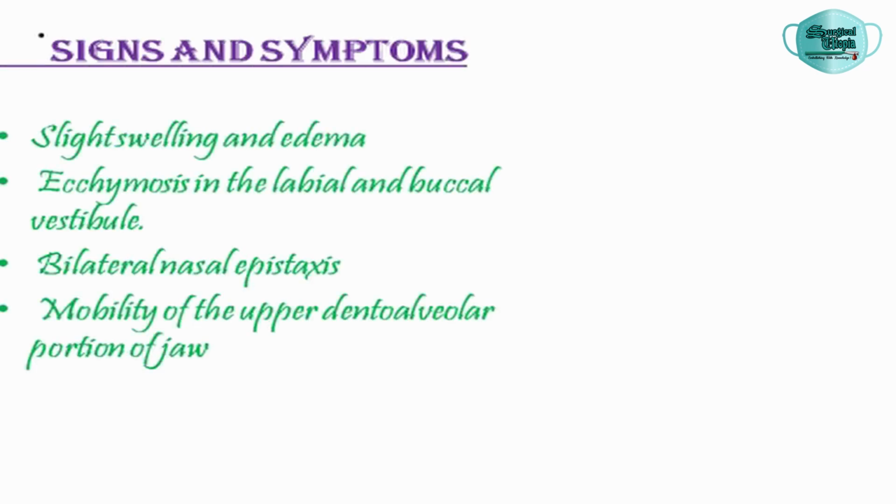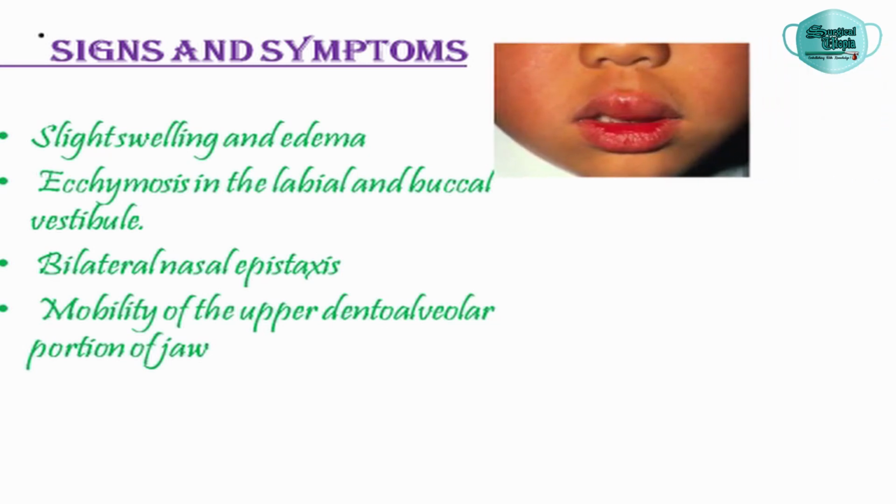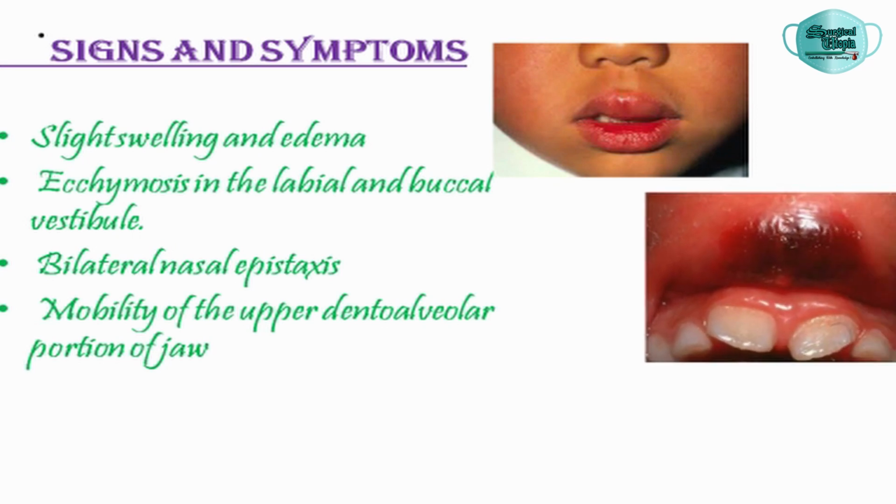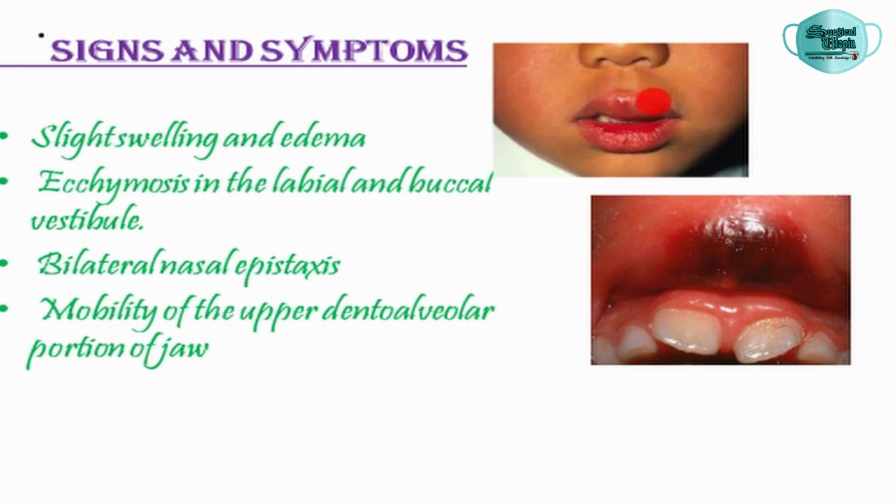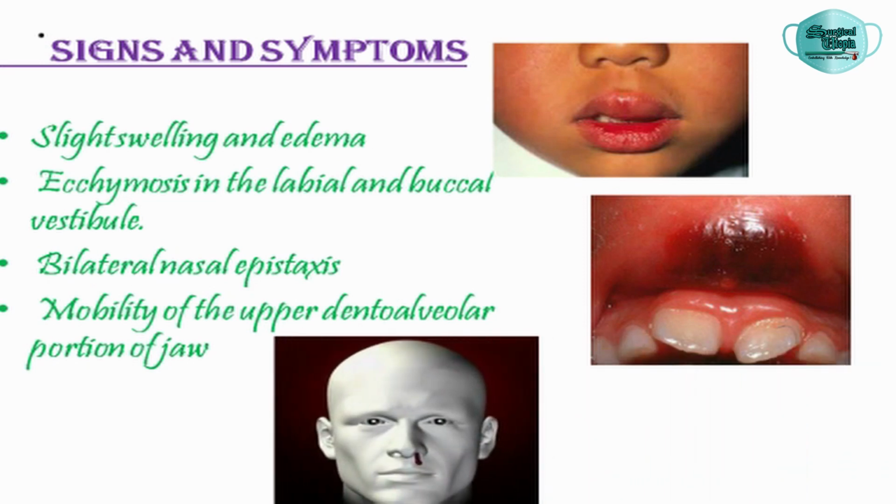So starting from the Le Fort 1 fracture, we'll see the signs and symptoms. The first one is slight swelling and edema, present on the upper lip and the lower lip. You can see over here that there is edema on the lower lip, also involving the upper lip. The next one is ecchymosis in the labial and buccal vestibule, and there may be laceration on the upper lip and the intraoral mucosa as well. The next one is bilateral nasal epistaxis, that is, nasal bleeding can be seen bilaterally.